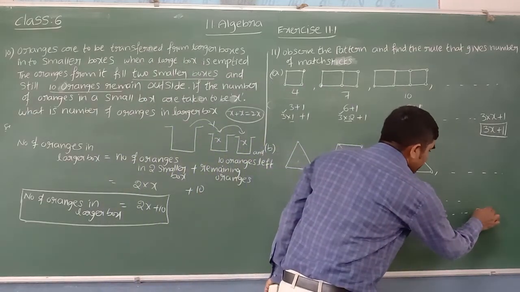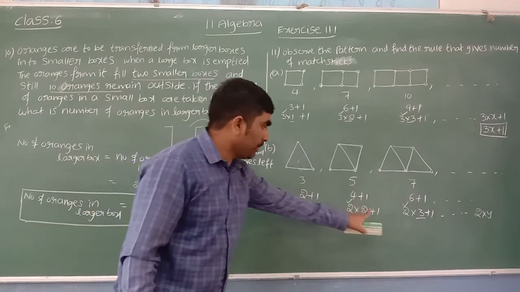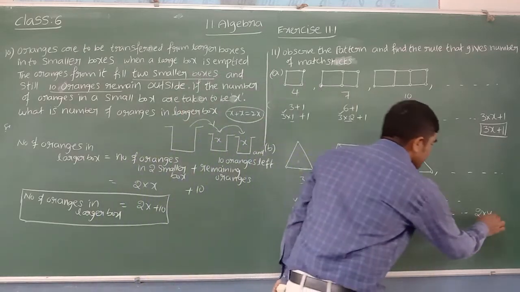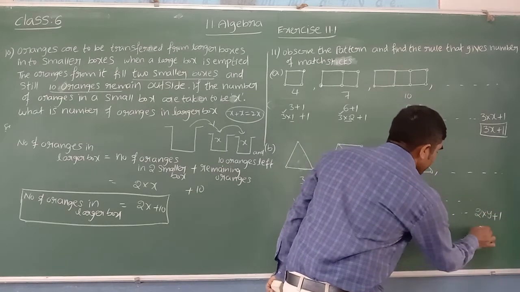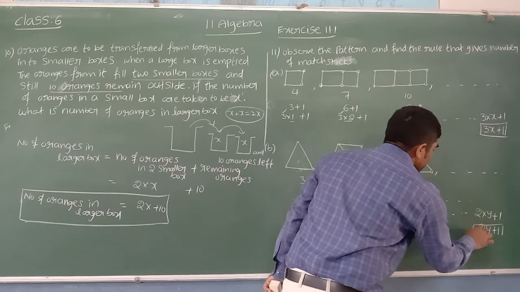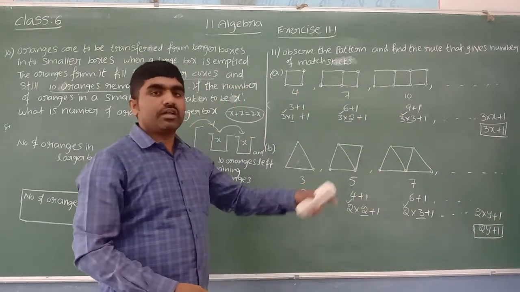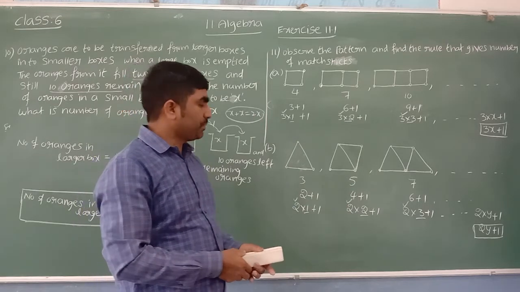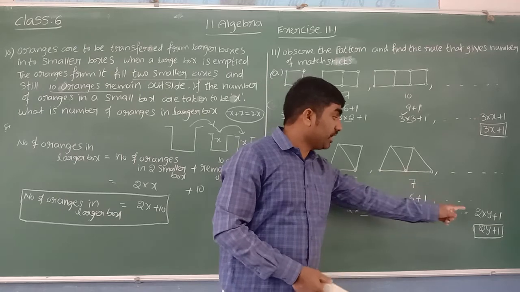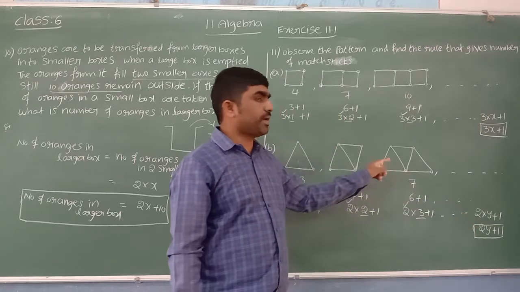So let me represent it with the variable y. And next plus 1, plus 1, plus 1 is a fixed value, so represent it with the constant plus 1 only. So here the rule is 2 into y, 2y plus 1. Using this we can find the matchsticks required in the 100th figure also. Suppose you want to know how many matchsticks are required in the third figure, take y equal to 3. 2 into 3, 6 plus 1, 7 matchsticks.